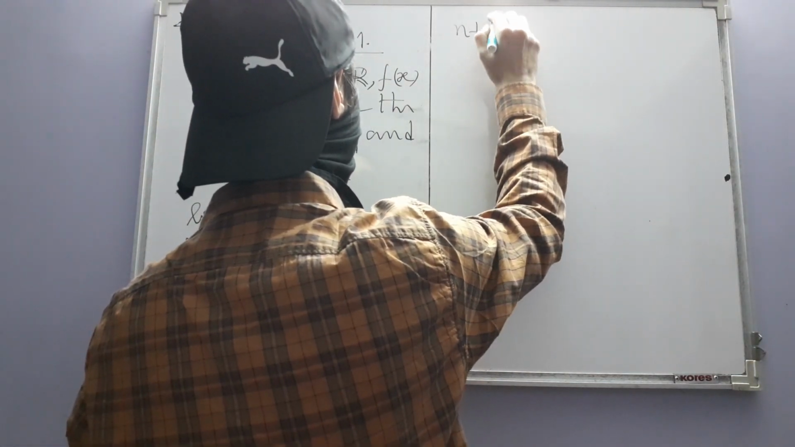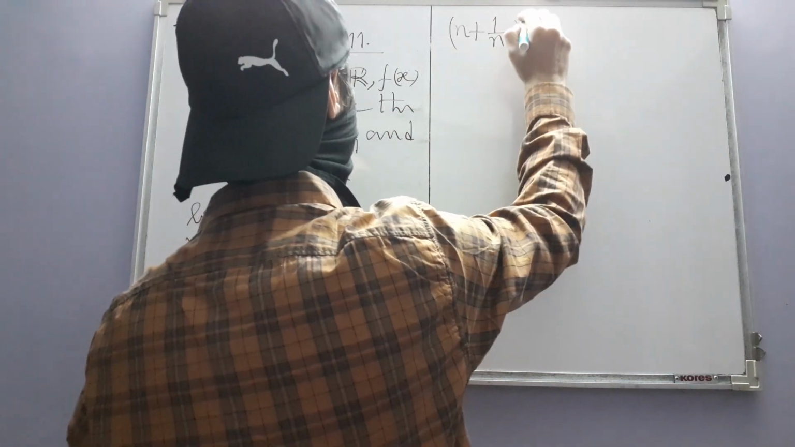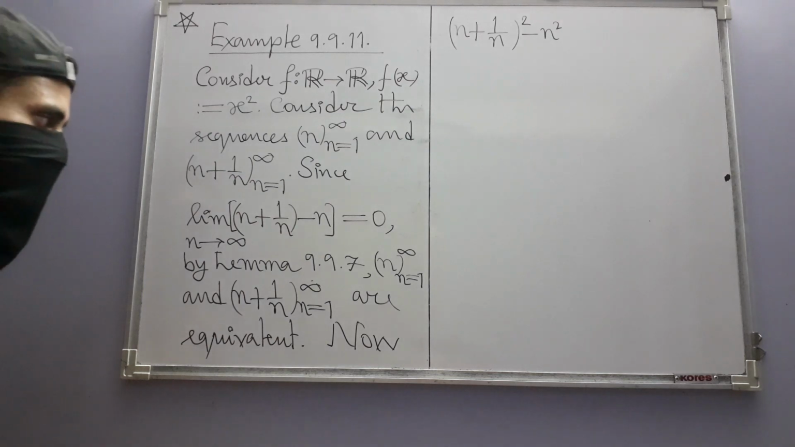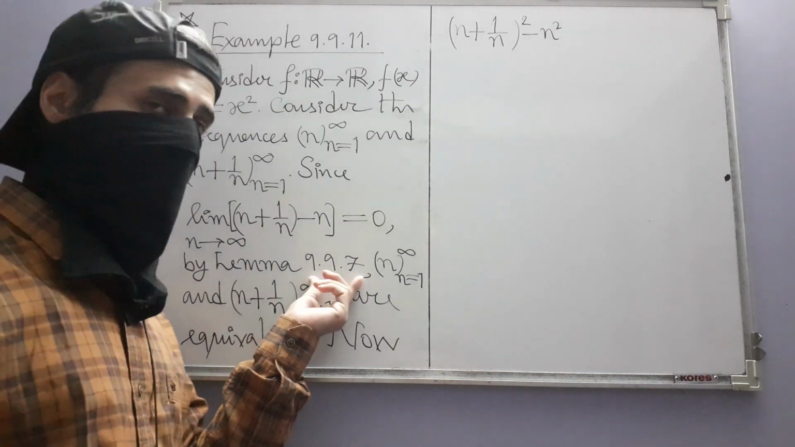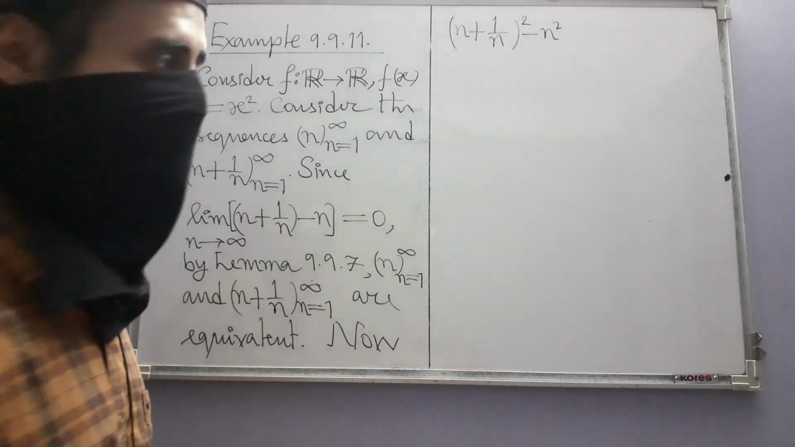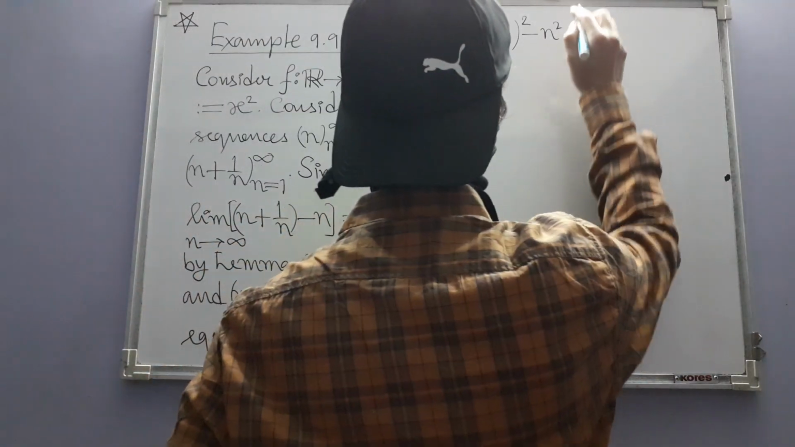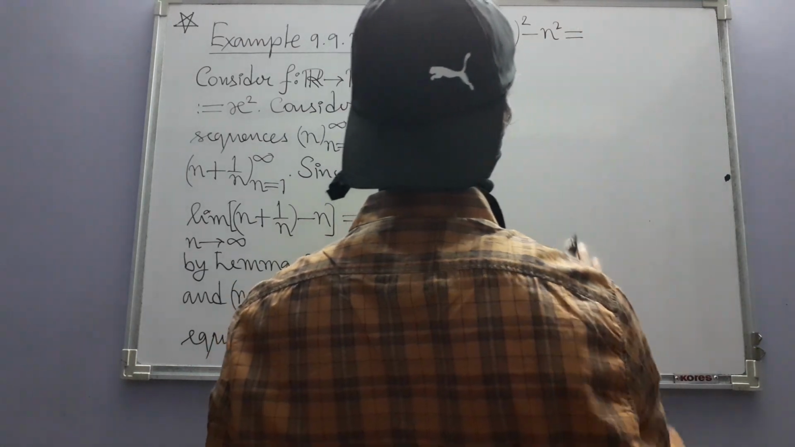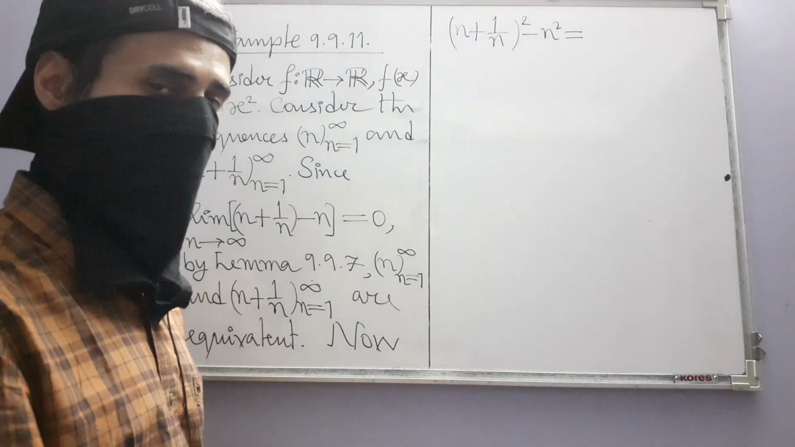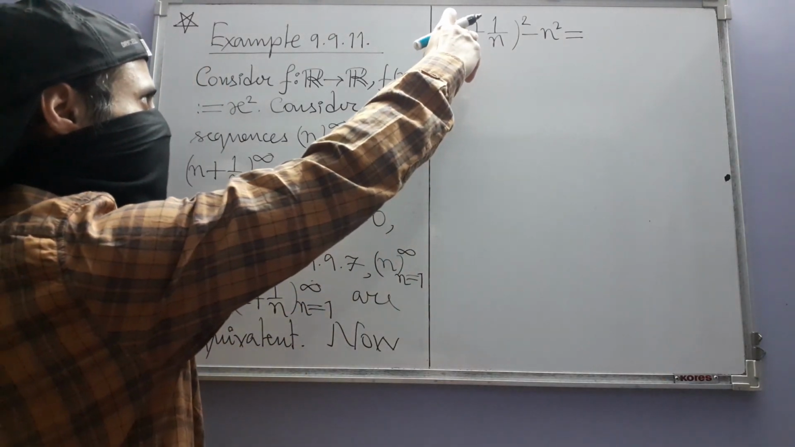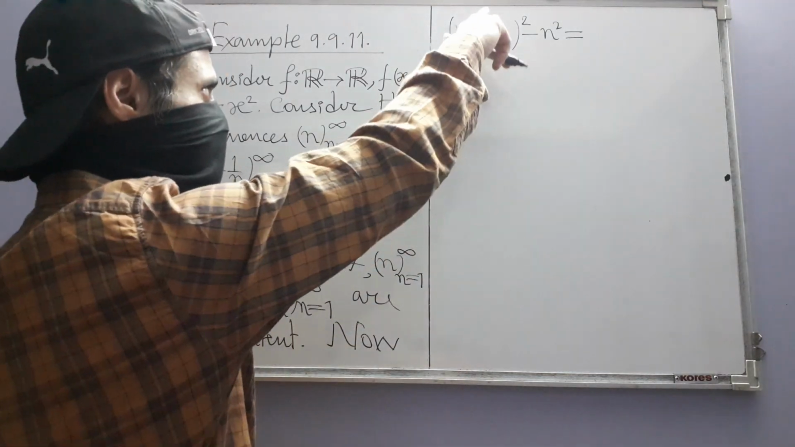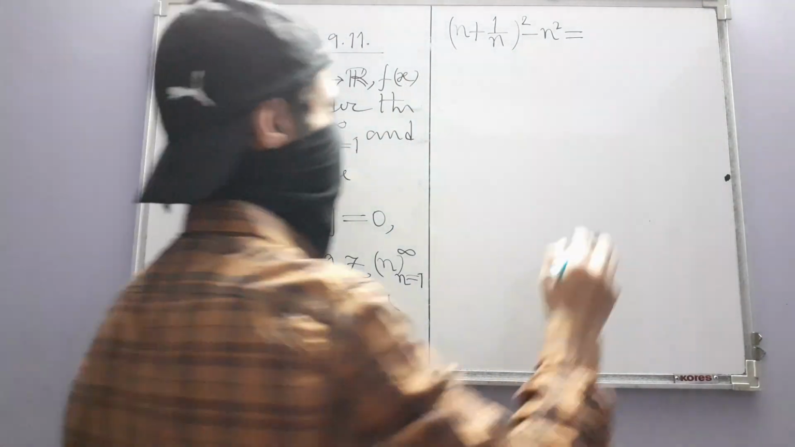So if we take the square of n plus 1 over n and subtract from that the square of n, because after all we need to be able to use this lemma to see whether these two sequences are equivalent. So we are considering the difference. Now if you expand and do all the calculations, of course n square minus n square vanish, and you will have a 2 here. 2 times n times 1 over n is 2, and an extra 1 over n square.